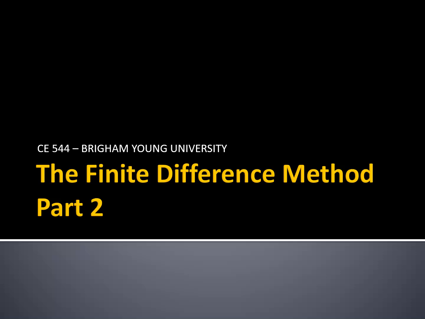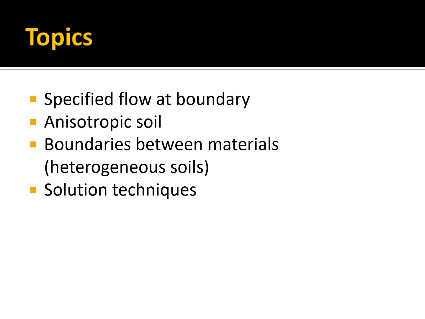Welcome back. In this next series of videos, we are going to revisit the finite difference method. And specifically, we are going to explore the following topics. What do you do if you have a specified flow boundary condition? We talked about specified head and no flow. But what if you have a flow which is non-zero, such as an infiltration boundary?